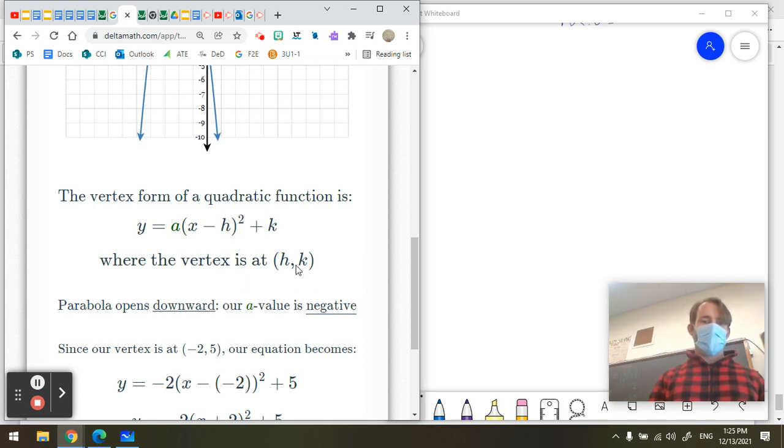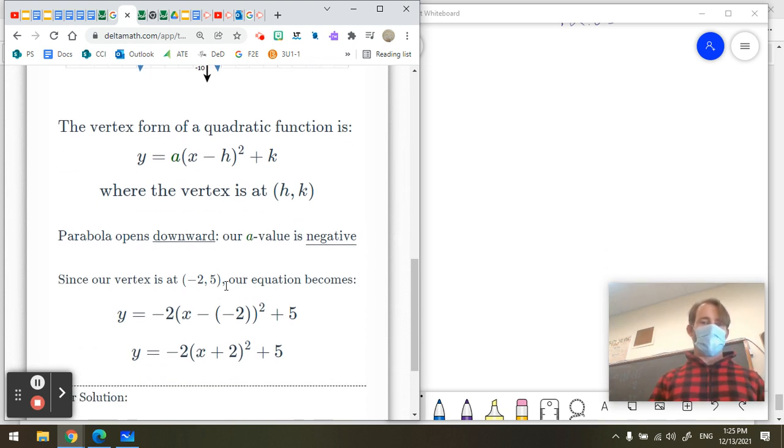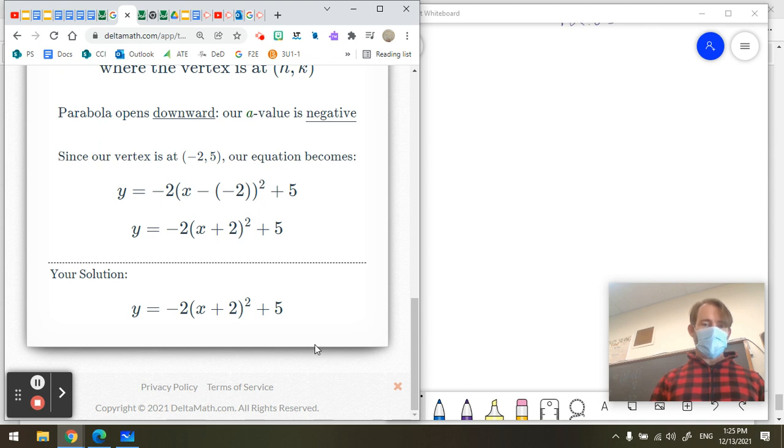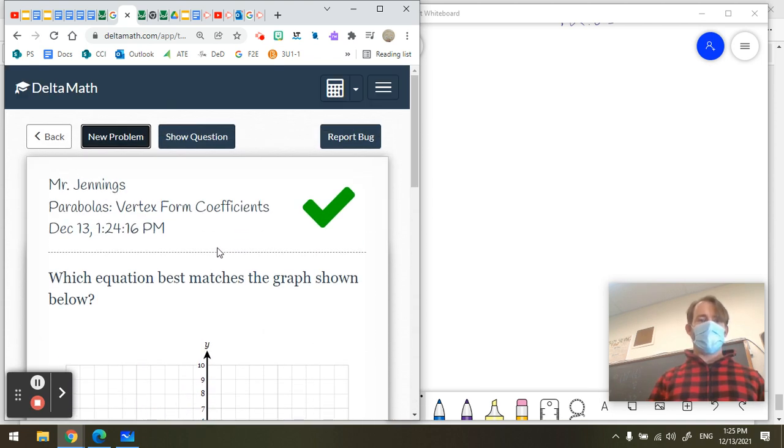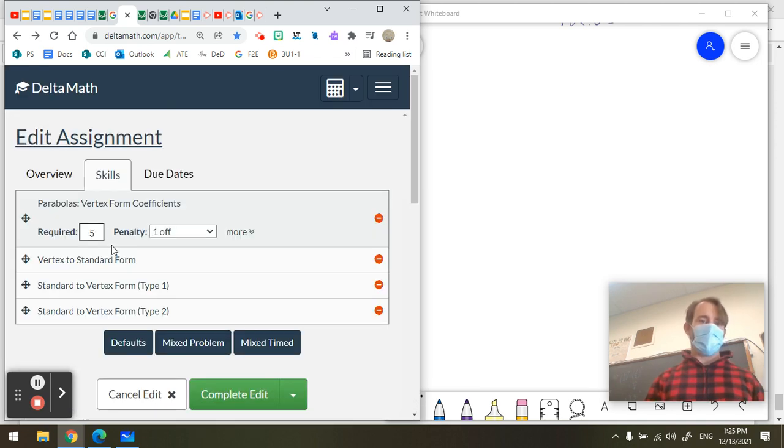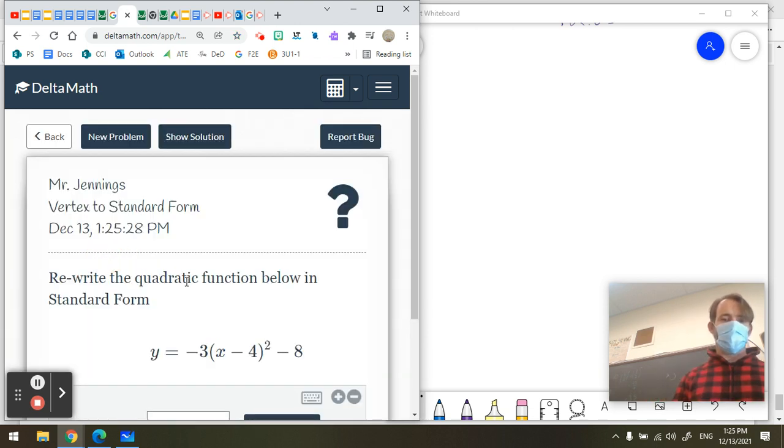And then you come down and you say the vertex form is this, where the vertex is at h and k. The parabola opens downward, so we have a negative a value, so we want this -2 here. And then if you had x minus -2, that would be x plus 2. Just remember this is a sign flipper, and you will get the same thing. Okay, so that's how you do that skill, and I had you do several practice problems there. They're fast.